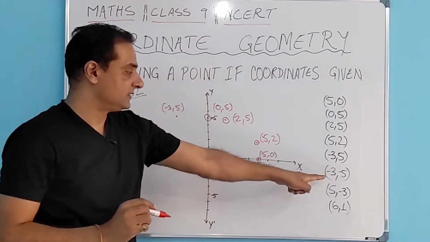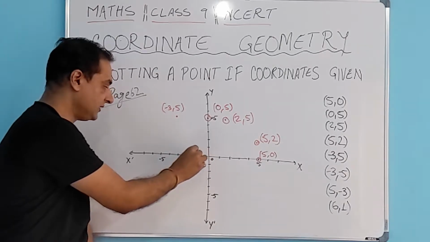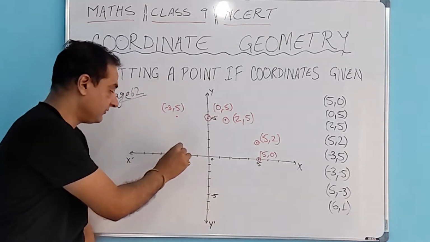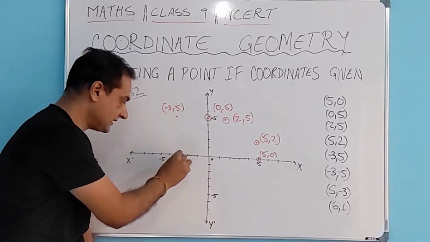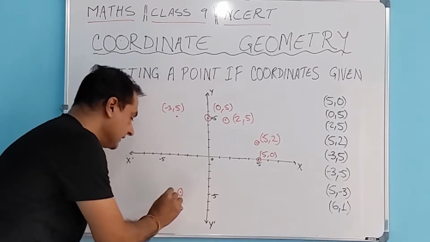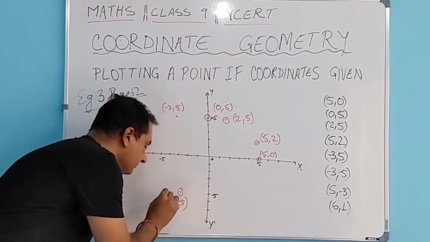We go to the next one, it is minus 3, minus 5. For the x-axis, negative 3, 1, 2, 3, and then for y it is negative 5. So we go in the negative direction for the y-axis and we go down and we reach over here. It's minus 3, minus 5.